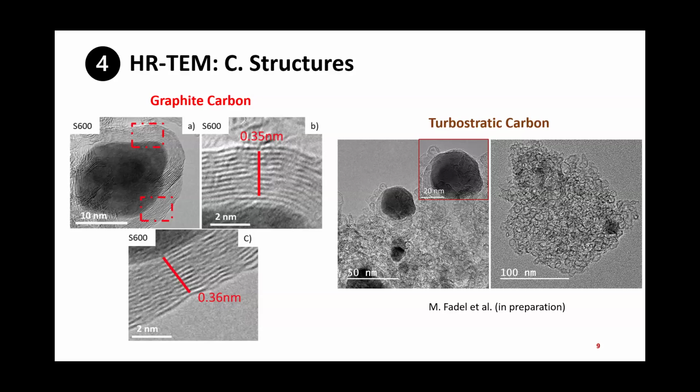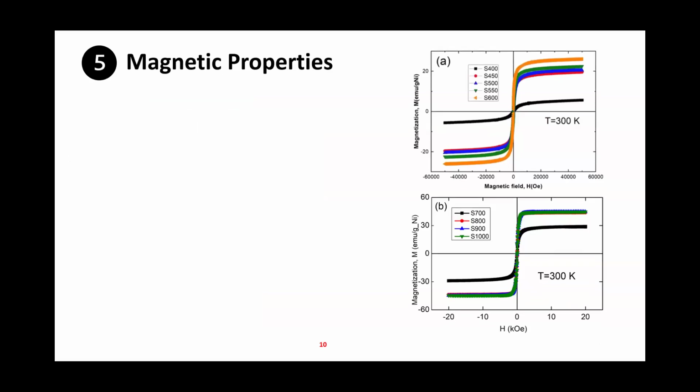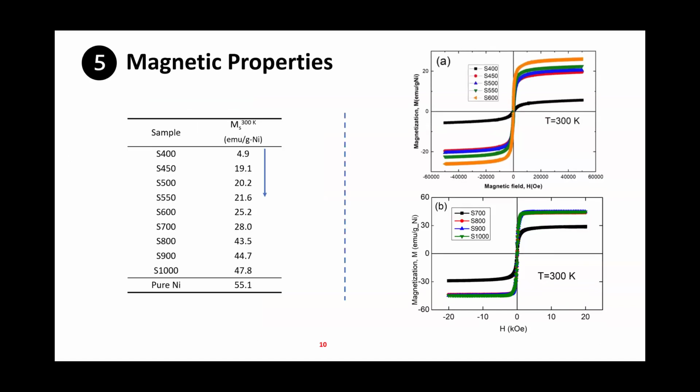Regarding magnetic measurements, as we see here, at lower carbonization temperature we have lower saturation magnetization. This is because the sample at the lower carbonization temperature of 400 has a higher percentage of antiferromagnetic phases. When we increase the carbonization temperature, these antiferromagnetic or non-magnetic phases transform to FCC, which is a magnetic, ferromagnetic phase. As we see here in the table, at 1000 we are nearly at pure nickel FCC.